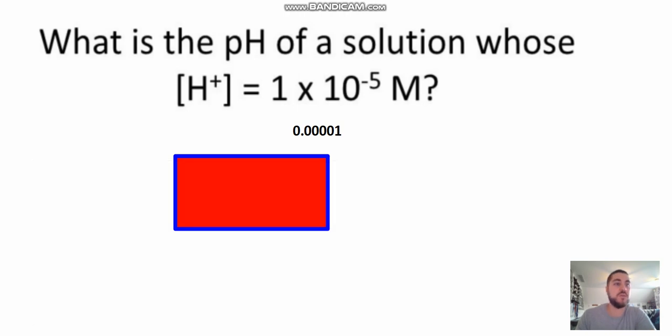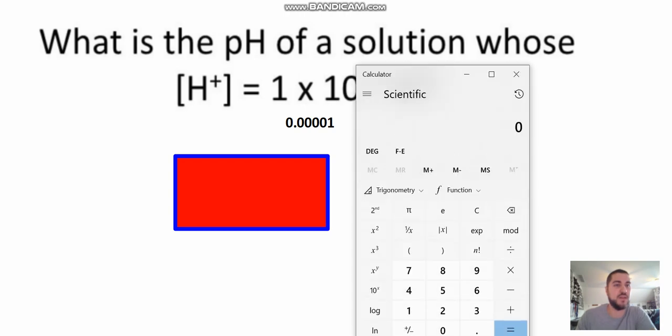Okay. So this first question says, what is the pH of a solution whose hydrogen ion concentration is 1 times 10 to the negative 5th molar? One thing that I like to do: if I'm not a big fan of having to punch this number into my calculator in scientific notation, I might actually switch it to standard form. So I've rewritten this as 0.00001 underneath the original number. And that'll just make it a little bit easier for me to put this in my calculator.